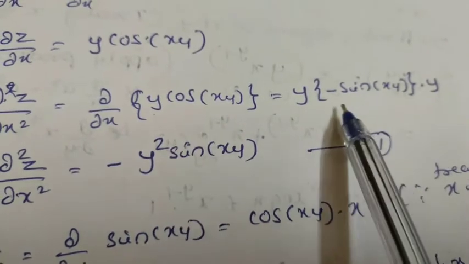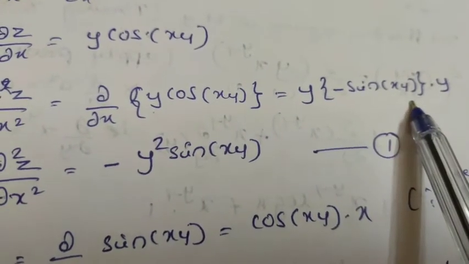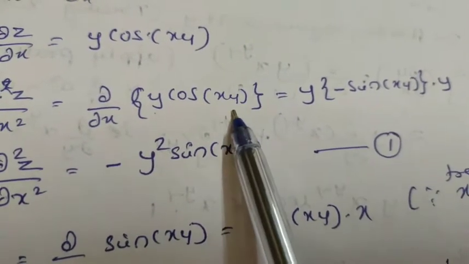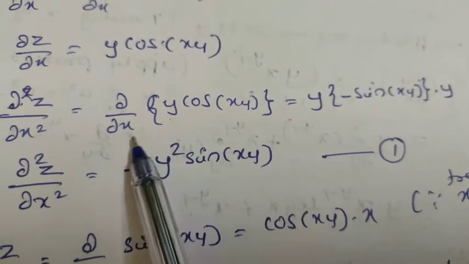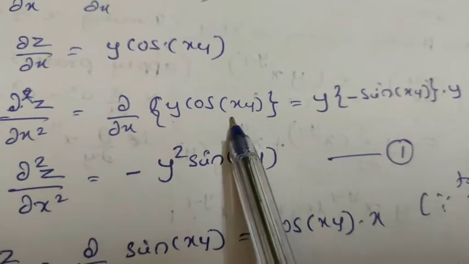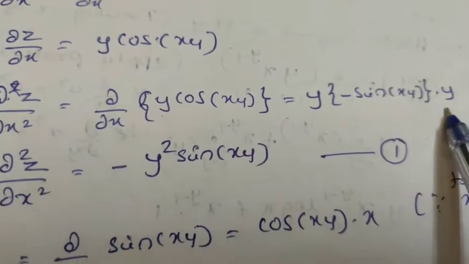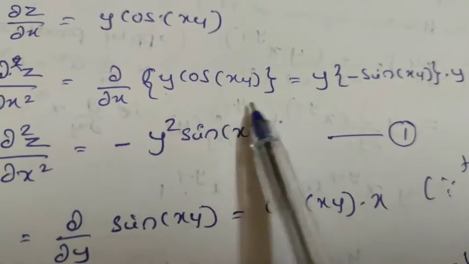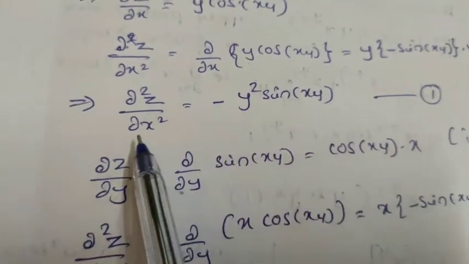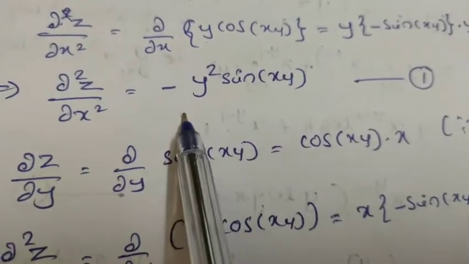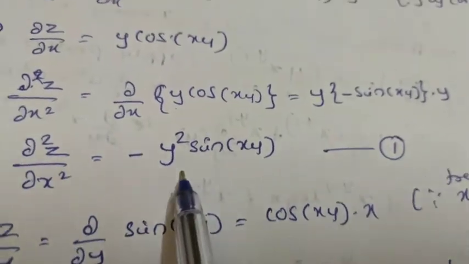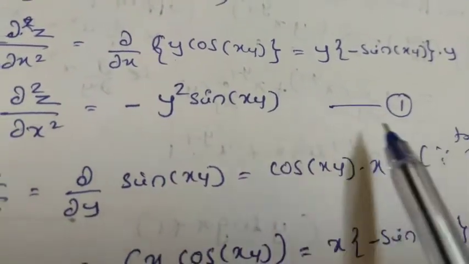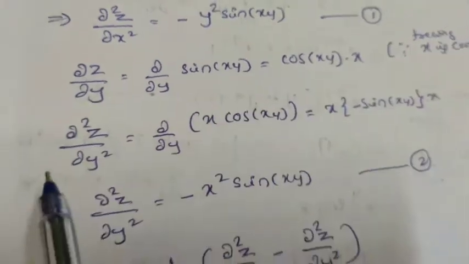The derivative of cos is, as we know, minus sin xy into the derivative of xy. As I told you, the derivative of xy partially with respect to x means only x is variable. You have to keep y constant as it is. The derivative of x with respect to x is 1. So this ∂²z/∂x² is equal to, after simplification, y into y is y², minus y² sin xy. Take this one as equation number 1.